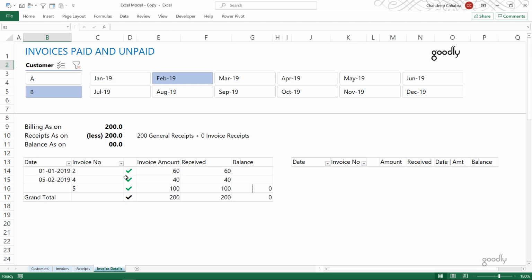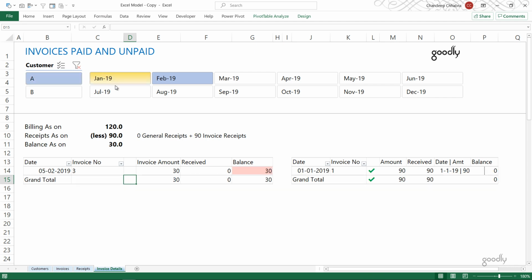So I'm just going to go back to the model, right click, and do a refresh to my pivot table, and let's just see what is happening right here. Of course, I have to select customer A here because we were talking about customer A. Now you can take a look. Since the customer paid against the invoice, we have a table on the right hand side which has self-populated. So the two invoices are separated out.